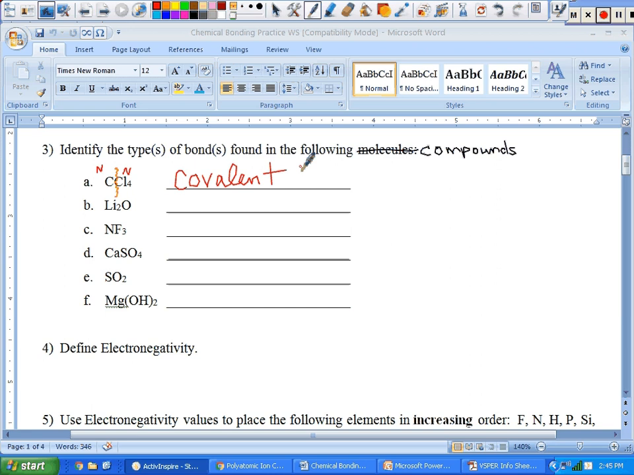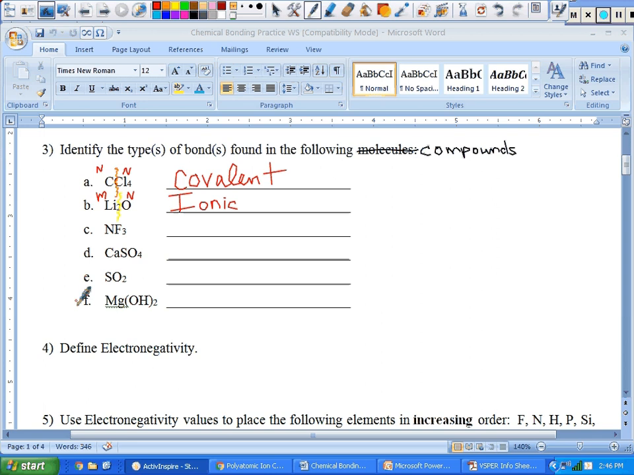Now, let's look at the second one. When you split Li and O, lithium, metal or nonmetal? Metal. Oxygen, nonmetal. So what type of bond would it be? Ionic. Very good. Now, you told me just a few seconds ago, when you see the word molecule, you think what bond? Covalent. What do we call those things that have ionic bonds? Crystals. Very good. Ionic crystals.